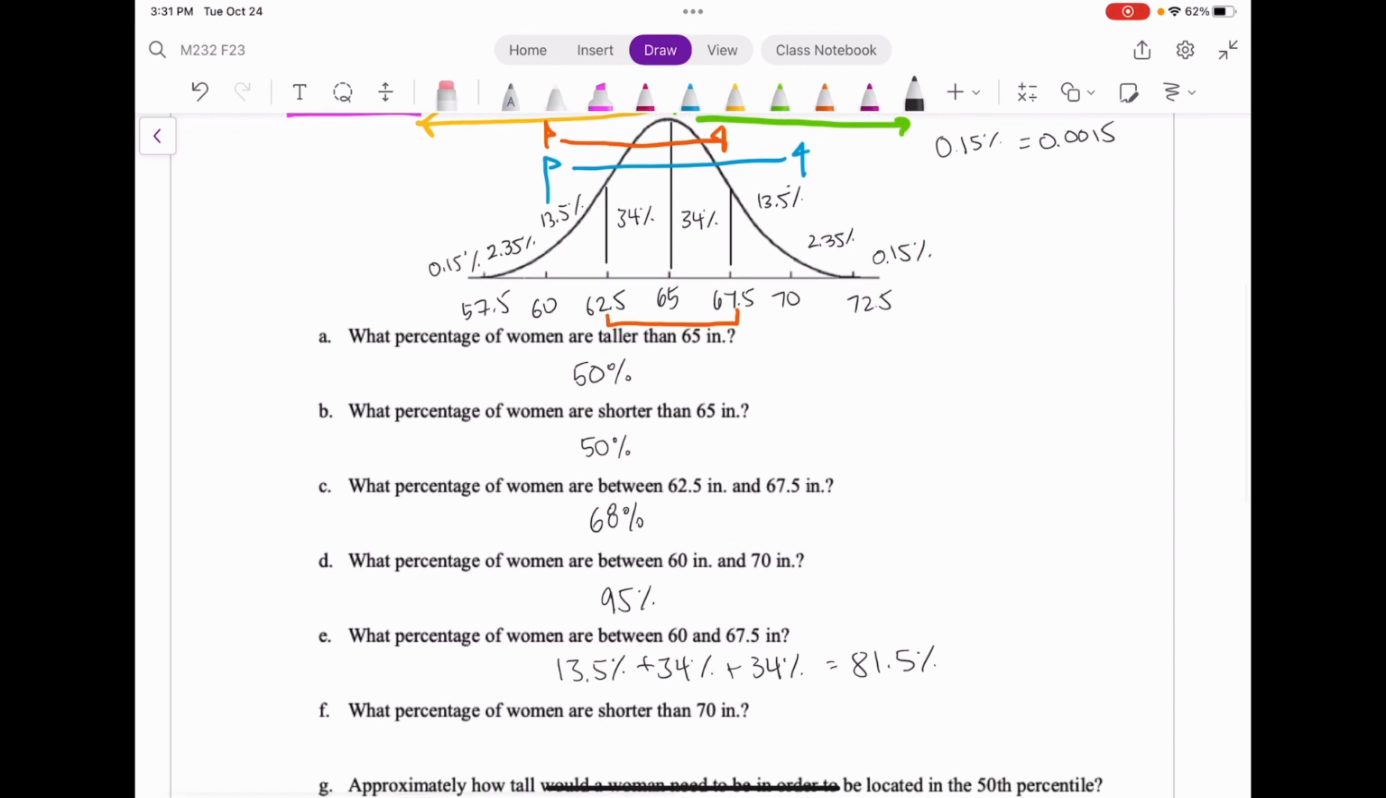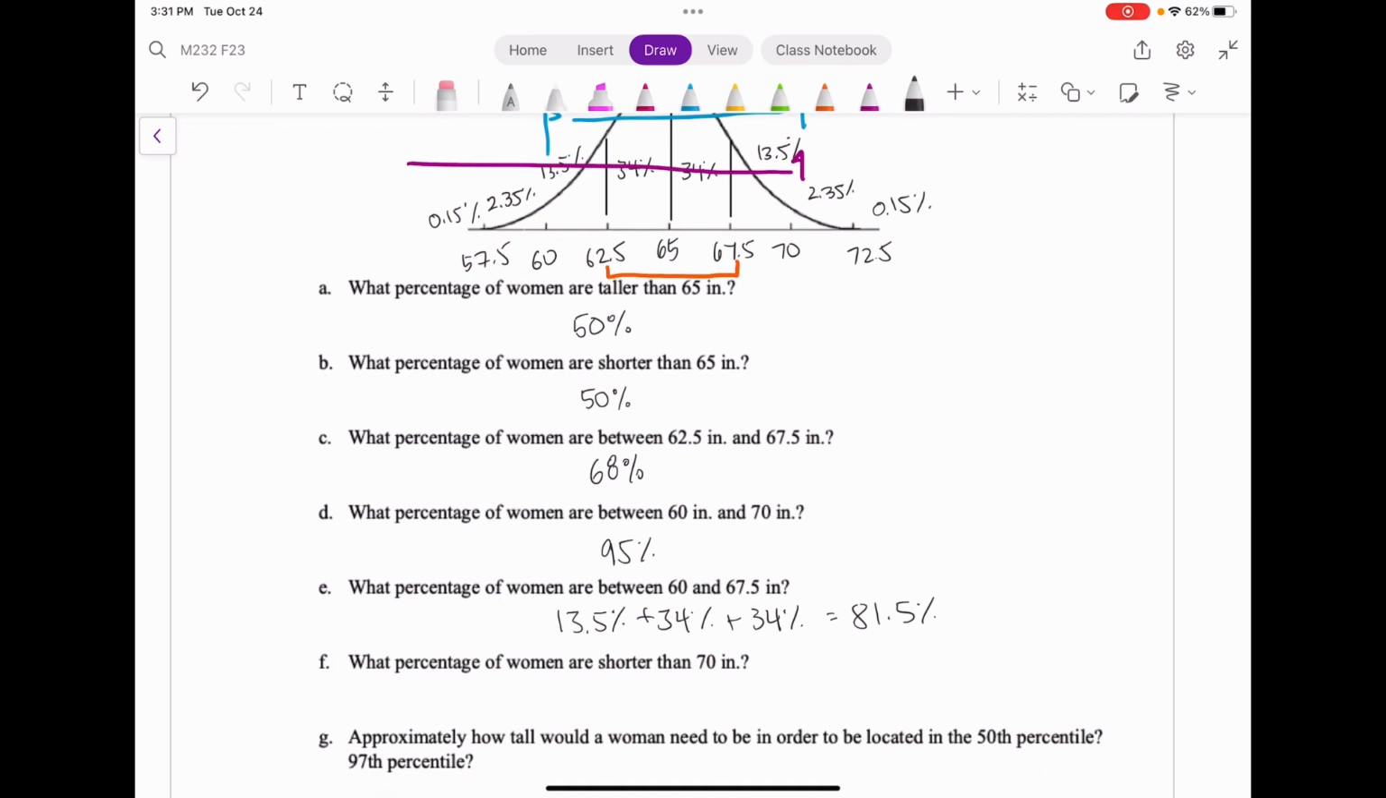What percent is shorter than 70? I'm going to add all of those values below. That's going to give me 0.15% plus 2.35% plus 13.5%, plus 34%, plus 34%, plus 13.5%, and we get 97.5% here.